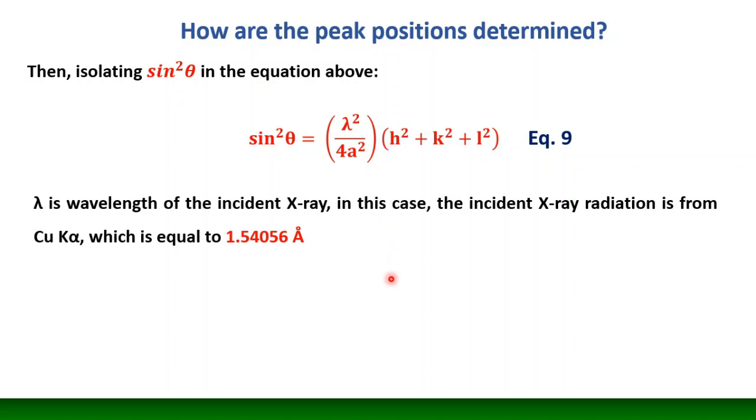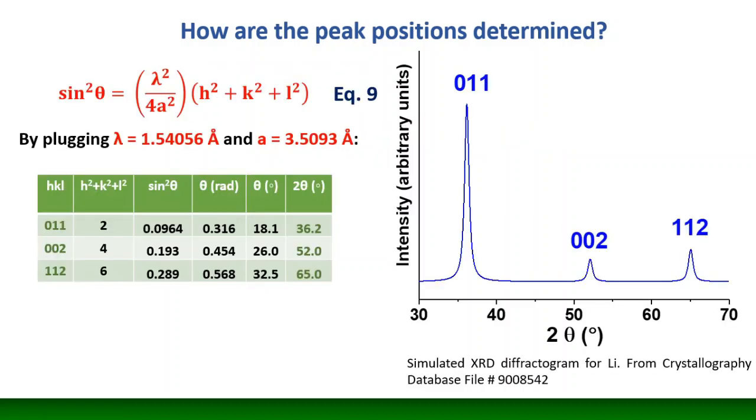One thing to think about is that this lambda generally depends on the equipment, the X-ray source used on that equipment, which could be copper, molybdenum, different types of metals, okay? The most common X-ray source is the copper K-alpha, which has a wavelength equal to 1.54 angstroms, okay? This confirms the statement that the Miller indices summation producing the lowest even integer will always be related to the peaks at the lower 2 theta angles.